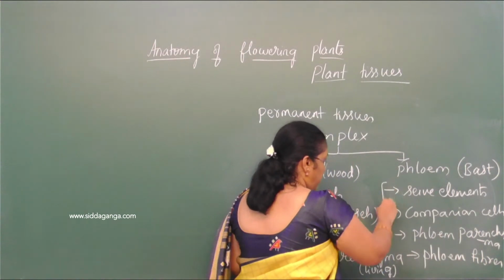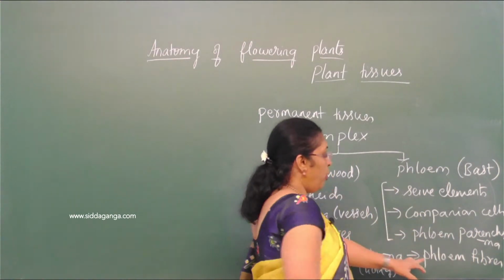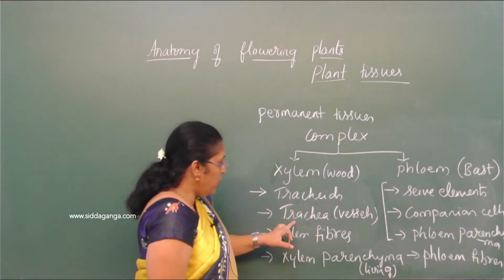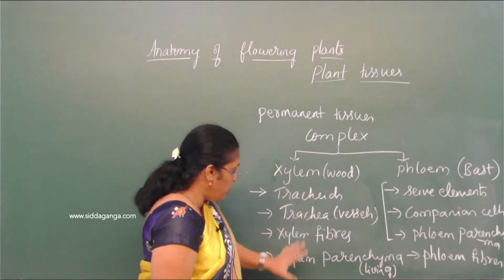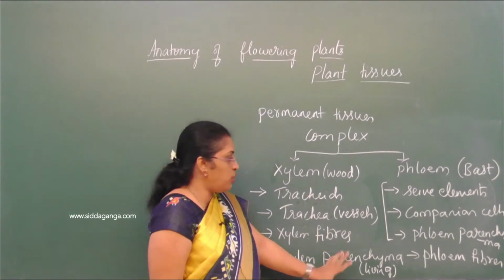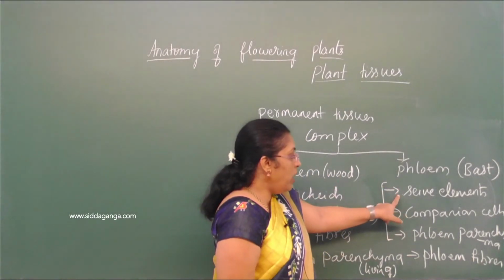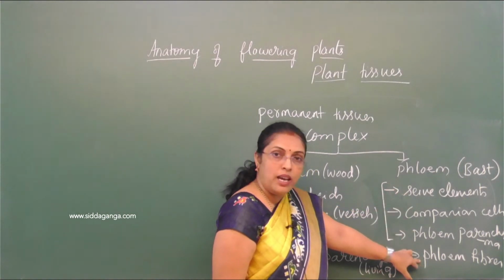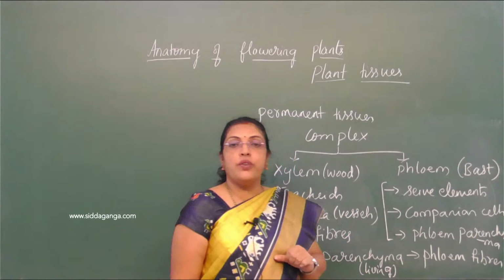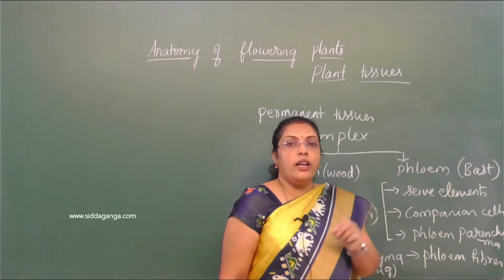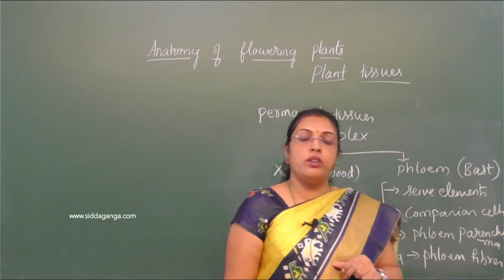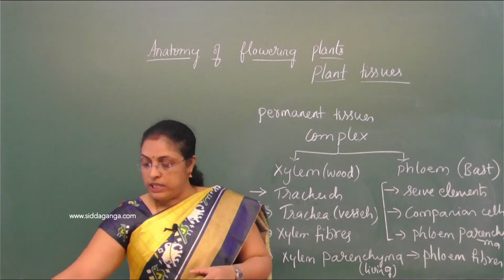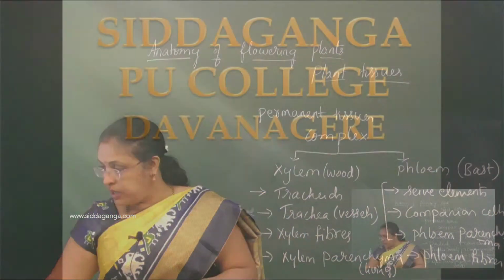Here, the first three are living, whereas the last, phloem fibers, are dead tissues. Whereas in xylem, tracheids, trachea, xylem fibers are dead tissues. Only the xylem parenchyma is living tissue. In phloem, sieve elements, companion cells, phloem parenchyma are living, whereas phloem fibers are dead. We know that the main function of phloem is the conduction of food from leaves to different parts of the plant. So that's the difference between xylem and phloem. Now we'll see some slides related to this.